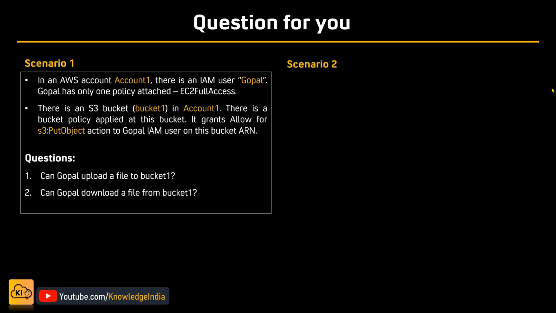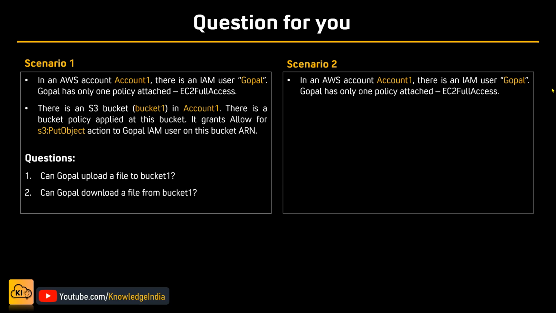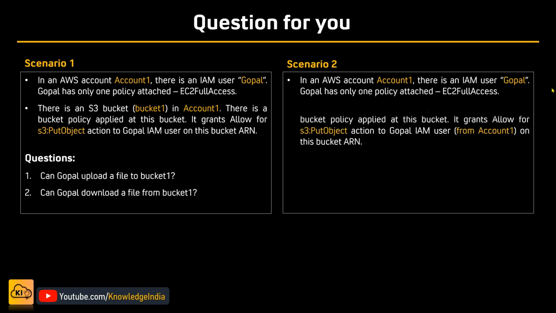And here is the second scenario for you. In AWS account 1, there's an IAM user Gopal. Again, Gopal has only one policy attached, EC2 full access. That is the same thing. But here in scenario 2, the S3 bucket is in a different AWS account. Let's say the bucket name is bucket 2 and it is in AWS account 2, right? And here also, the same bucket policy is applied at the bucket 2 level, and in that bucket policy, the S3 put object action is allowed for the Gopal IAM user, and the Gopal IAM user is from account 1, right?